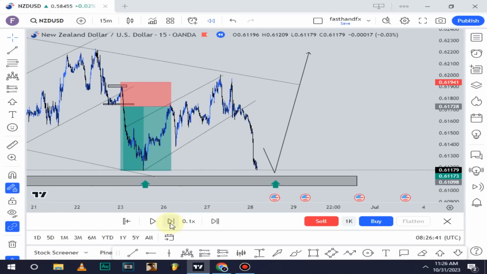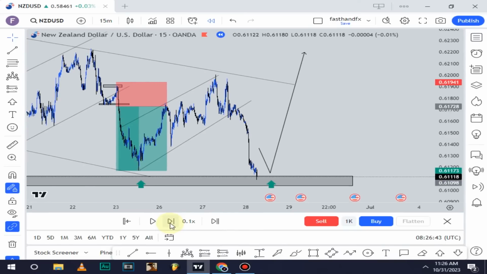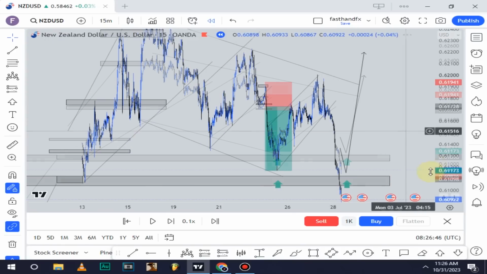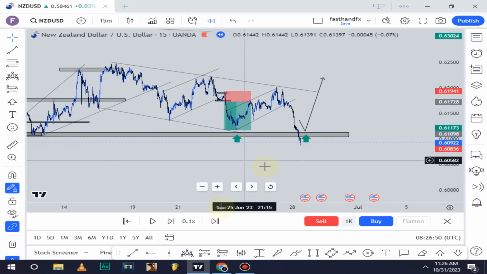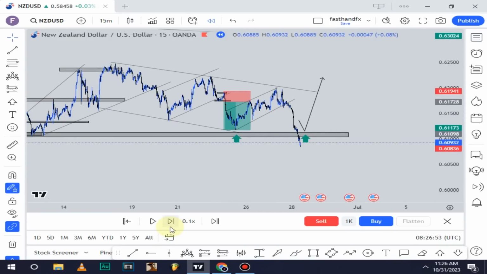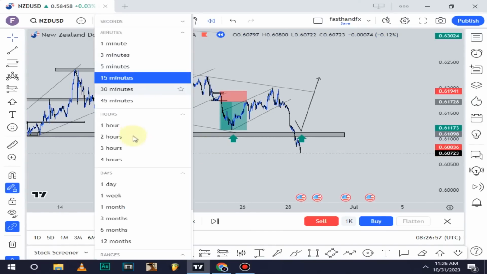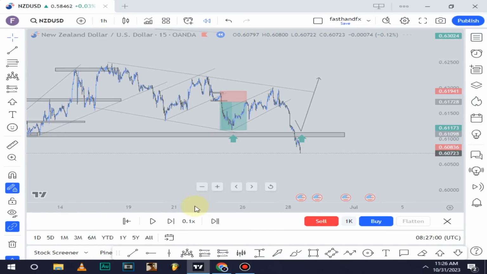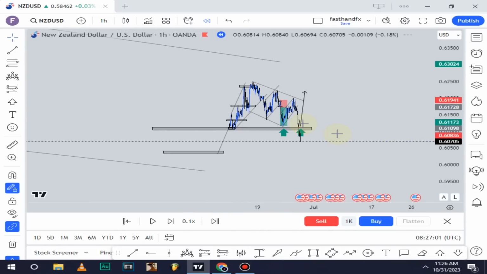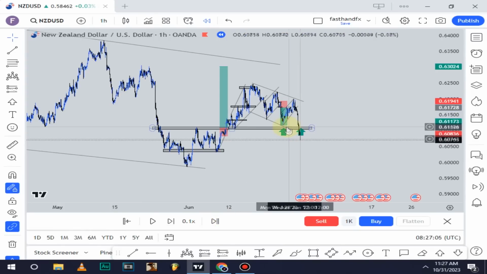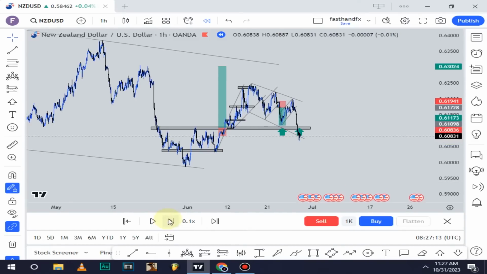Right there. Boom. The market broke. We don't have to do anything. Let's just try to understand. Let's hit the 1 hour. So our flag or continuation pattern, let me see if it's still valid. Okay, somewhere it broke.